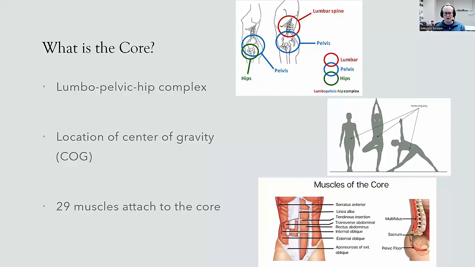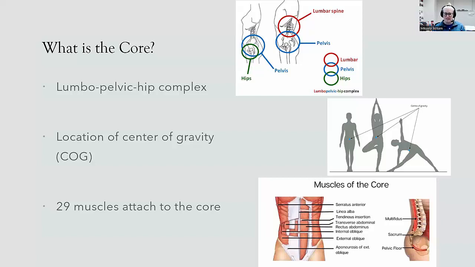An efficient core allows for the maintenance of normal length tension relationships, the maintenance of normal force couples, the maintenance of optimal arthrokinematics, optimal efficiency for the entire kinetic chain during movement, including acceleration, deceleration, and dynamic stabilization. And it also includes proximal stability for the movement of the extremities.